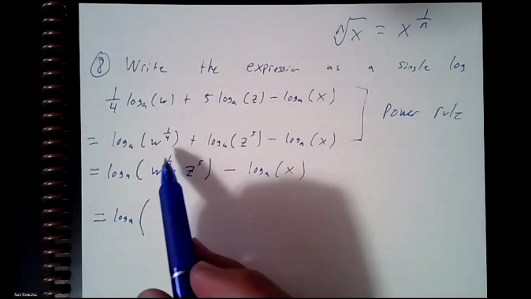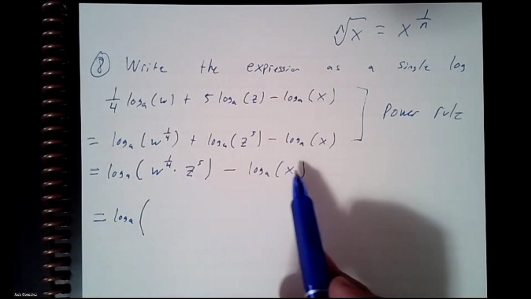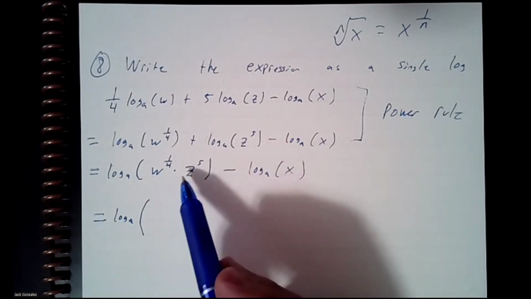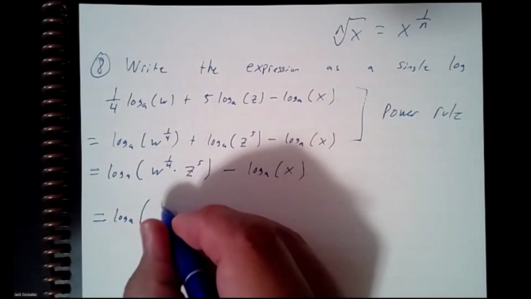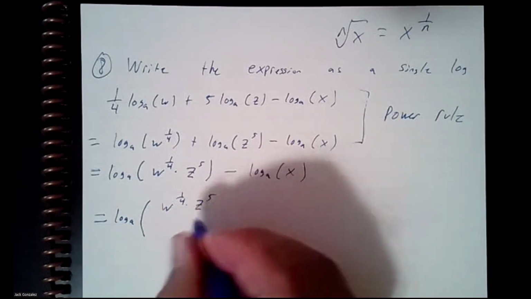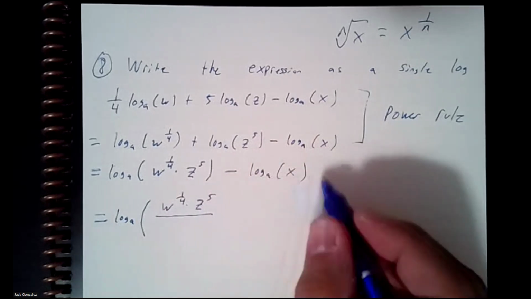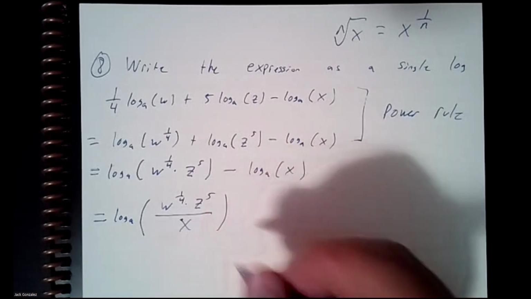Right? This is the first part. This is the second part. So this is going to be on the top. So change it to a quotient, but put this stuff on top. Minus whatever's on the bottom, or whatever's over here goes on the bottom. Okay.